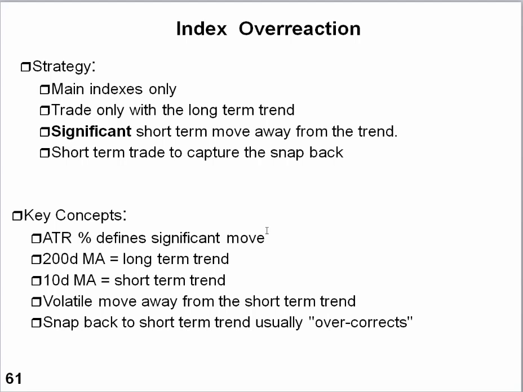And so we're going to look for a volatile move away from the short-term trend, and then we're going to play for a snapback or an overreaction move back to the short-term trend, which will quite often overcorrect, and so that gives us more than just the short-term fair value, which is represented by the 10, but might carry over and give us a little more reward.